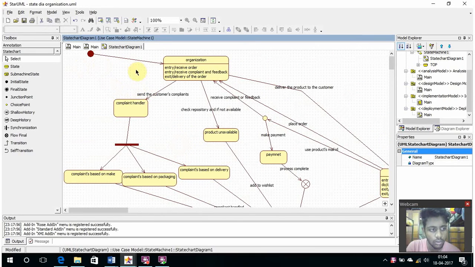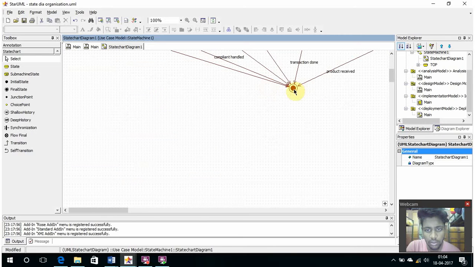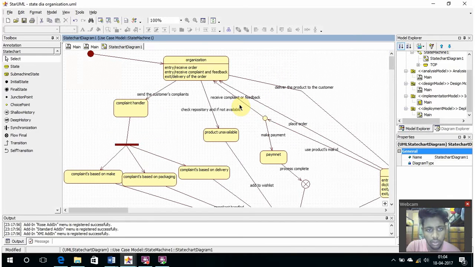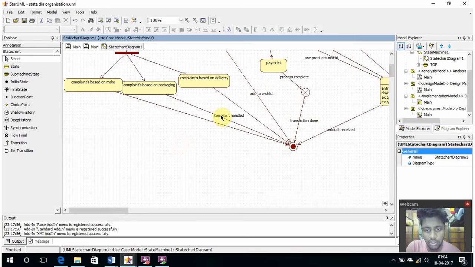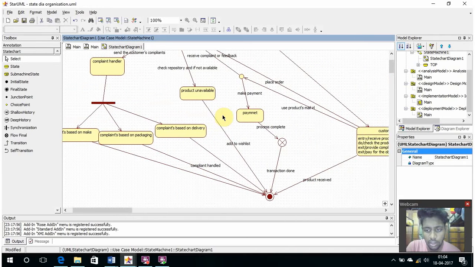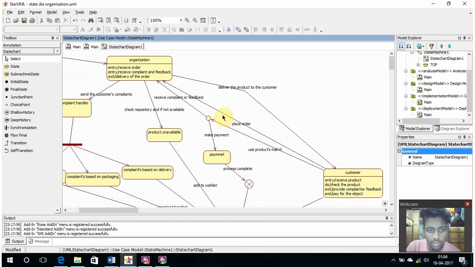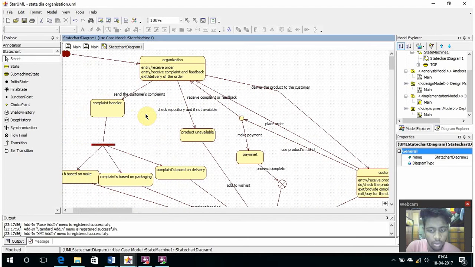And here we have the final state, and here we have objects like organization, complaint handler, product unavailable, payment, complaints based on delivery, packaging, and manufacturing. And it also has a customer object which checks whether the product has been received or not.